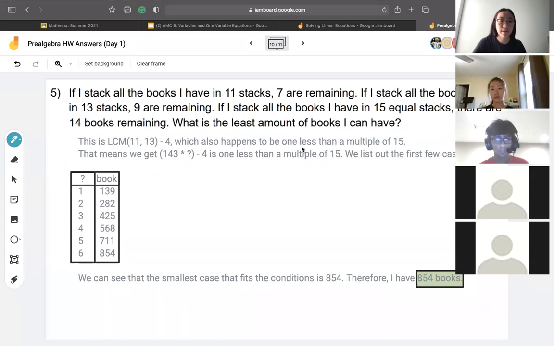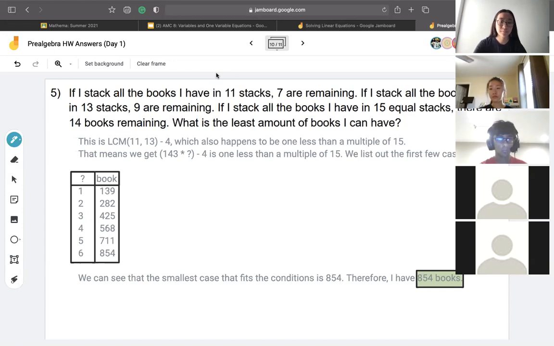And so then we also know that our result from that is 1 less than a multiple of 15. So then basically we just keep multiplying 143 times 1, 2, 3, 4, 5, and 6, and subtracting 4. And we see which one of those is one less than a multiple of 15, because that would result in 14 books remaining, like it says in the second to last sentence of the problem. And so we see that the smallest case that fits all the conditions in the problem is 854. So they must have 854 books.